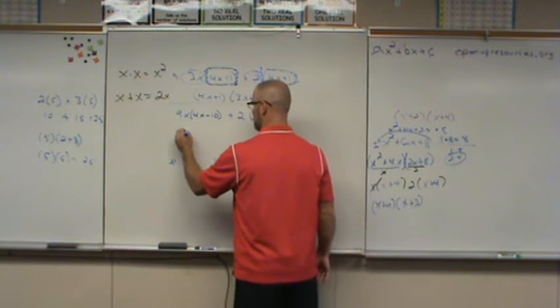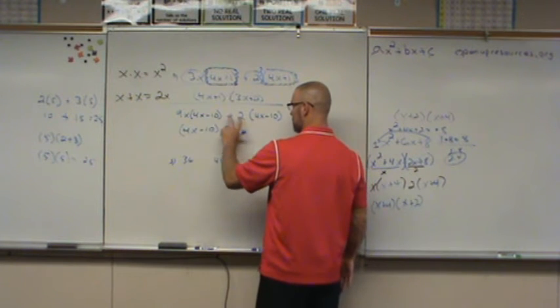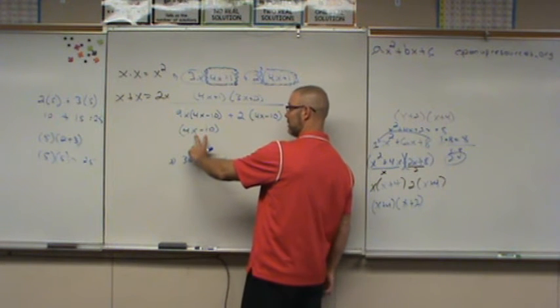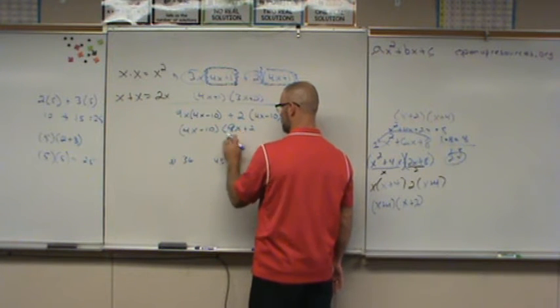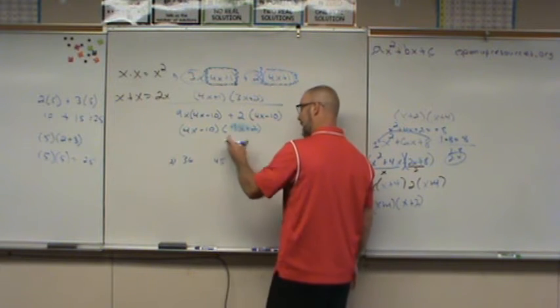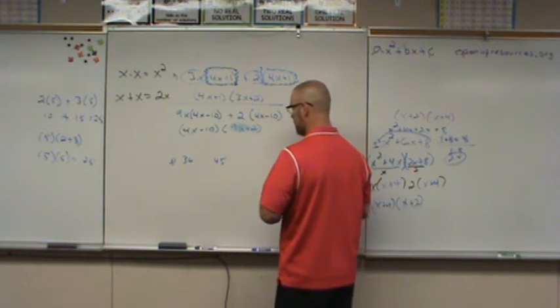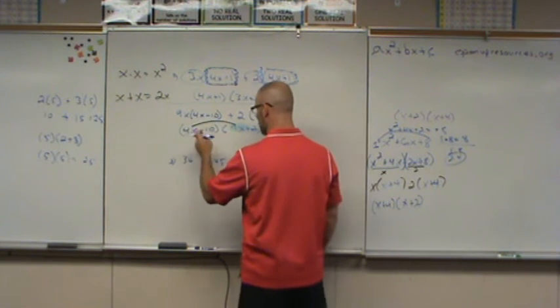What are my common terms? Well, 4x minus 10, there's a common factor, repeated factor. And then my next factors are 9x plus 2. That doesn't look very good. 9x plus 2. At this point, now is where I can begin the multiplication process. Not that it's easier, but it's just showing you a different way.